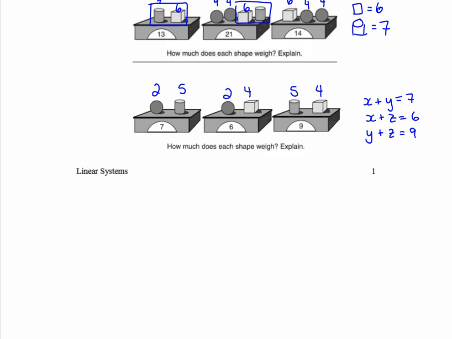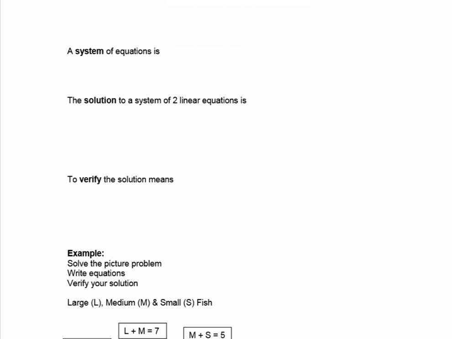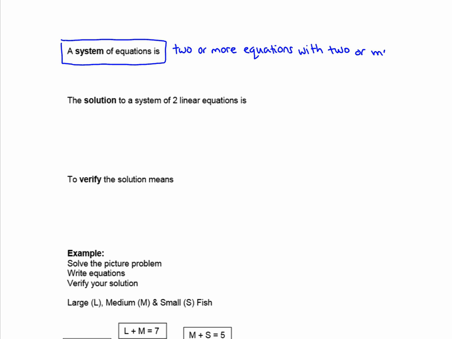Okay, next page. Really quickly, let's define the whole point of this unit. The reason why you're here. The title. What is a system of equations? So a system of equations is 2 or more equations with 2 or more variables.